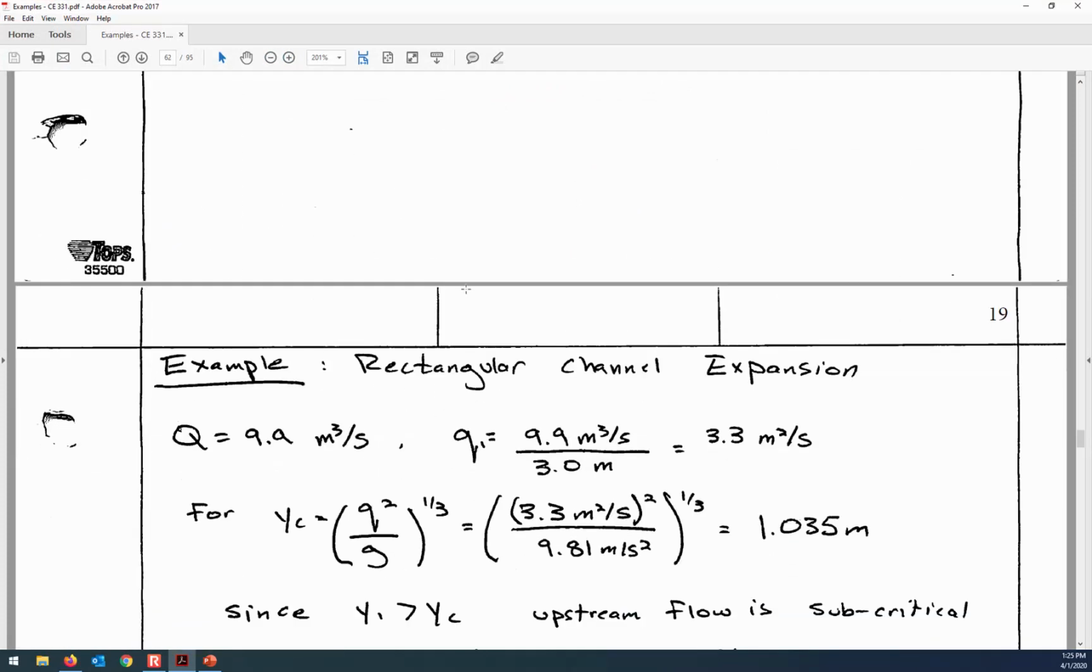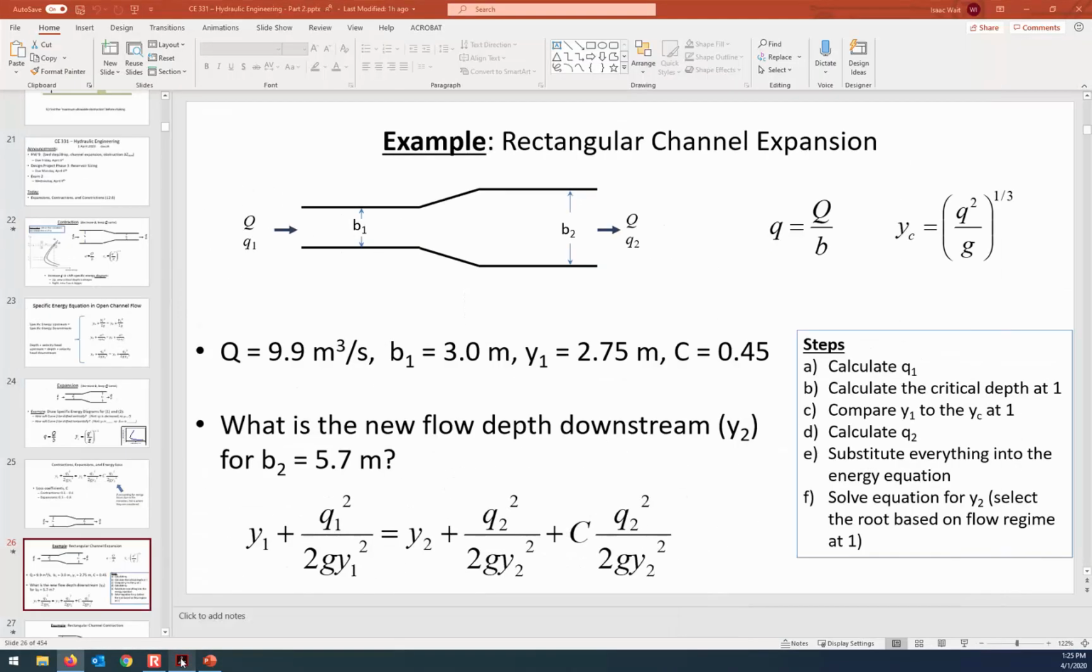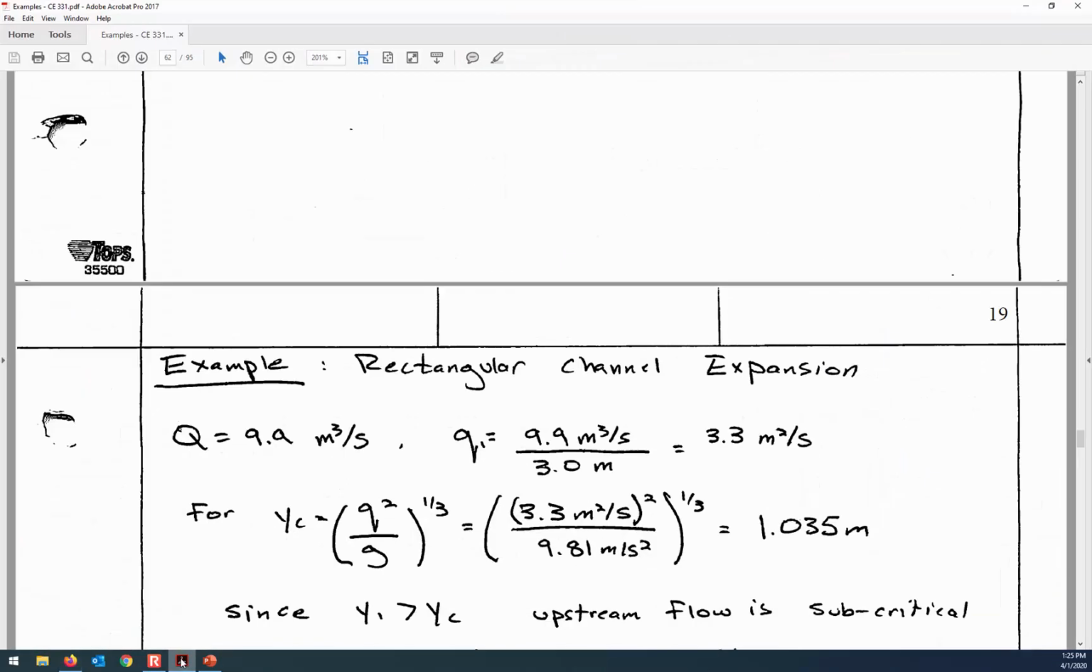The instruction said that the first thing you needed to do is calculate the flow per unit width at location 1, so lowercase q1. So here's the flow per unit width at location 1. We have 9.9 cubic meters per second, and we're dividing it by a channel width of 3 meters, then that gives us 3.3 meters squared per second.